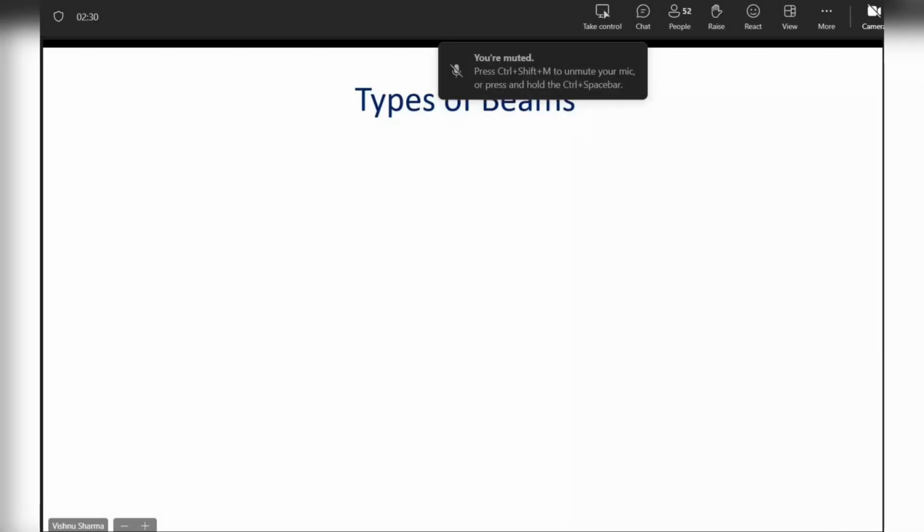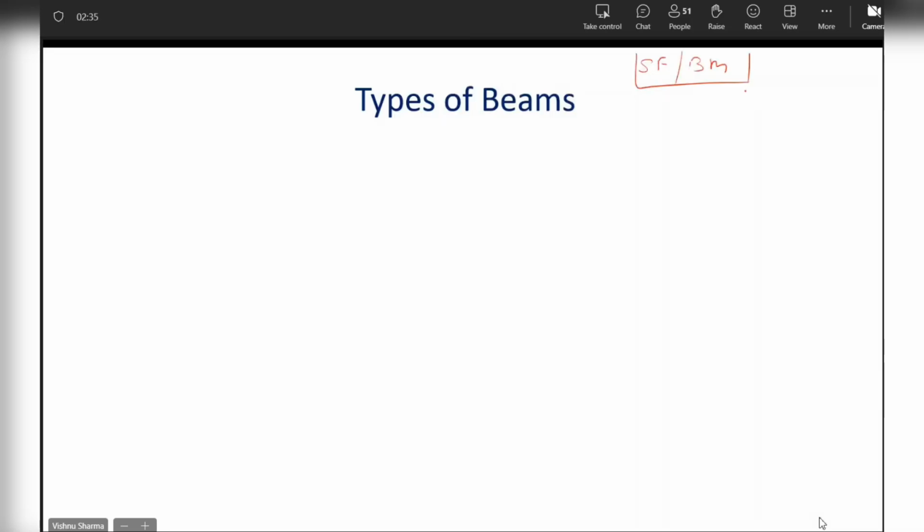Okay. So, guys, we are now going to introduce the SFBM topic. Before we go to SF as such or BM as such, we need to be clear about certain terms which we are going to use. In our questions, we may use the word light beam. Light beam means a beam whose own weight is insignificant as far as the question is concerned. That means you will not take into account the weight of the beam.